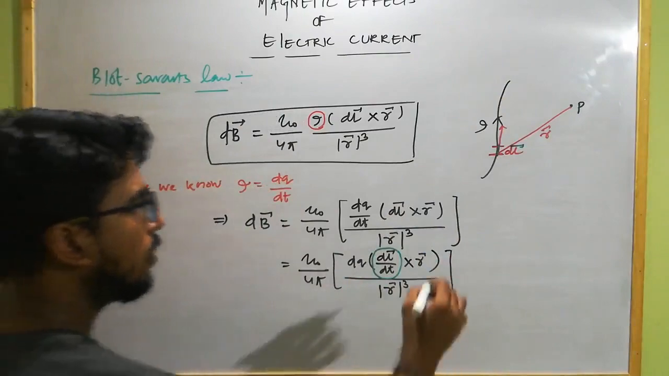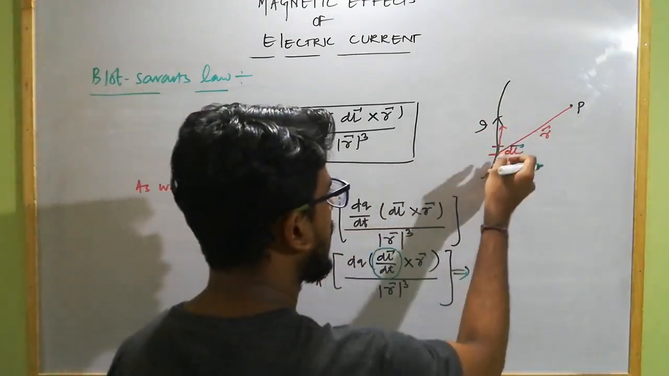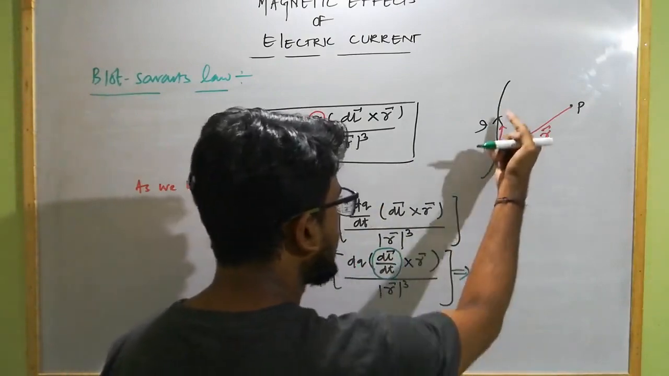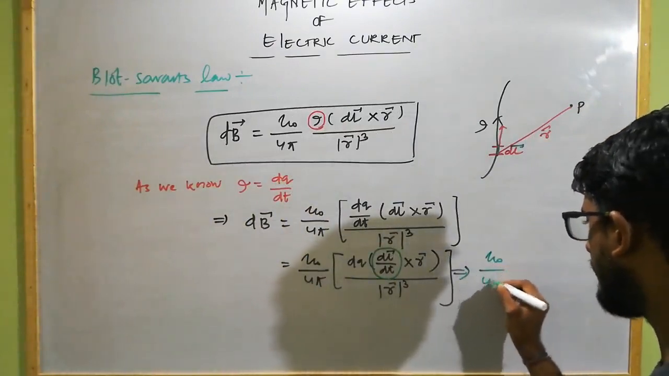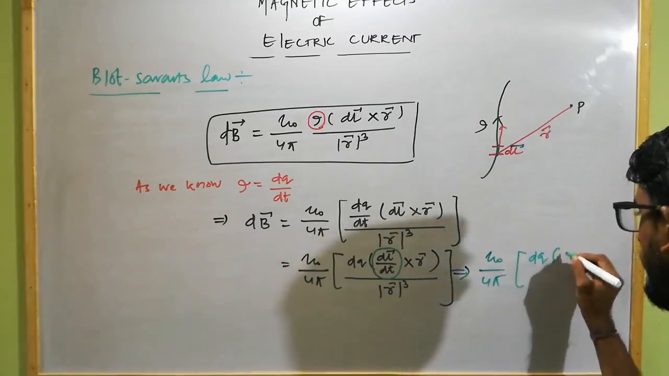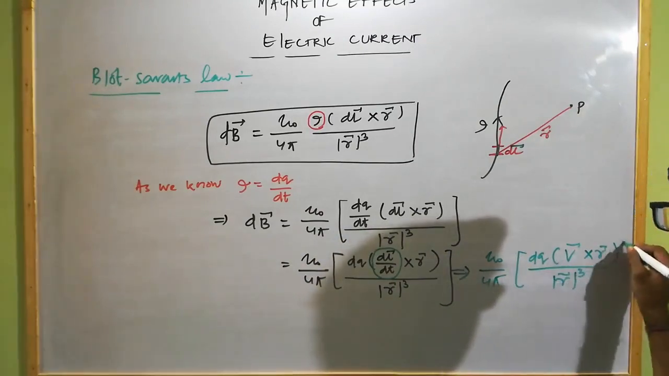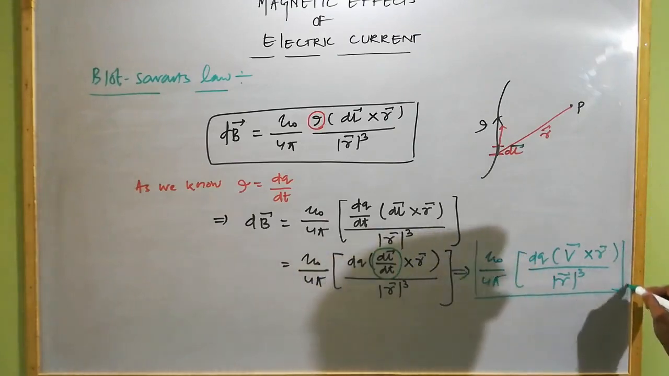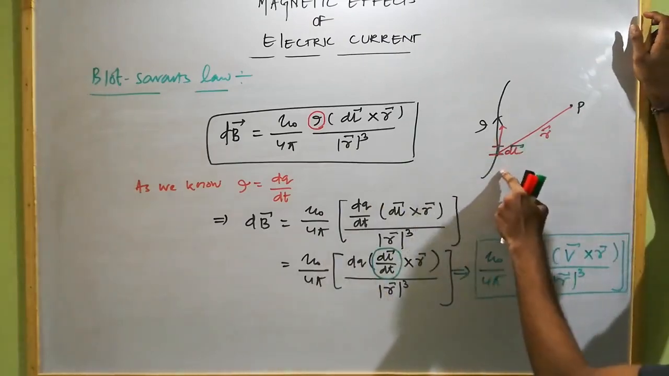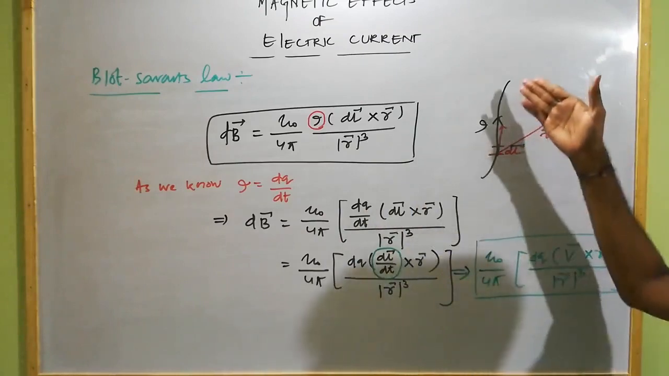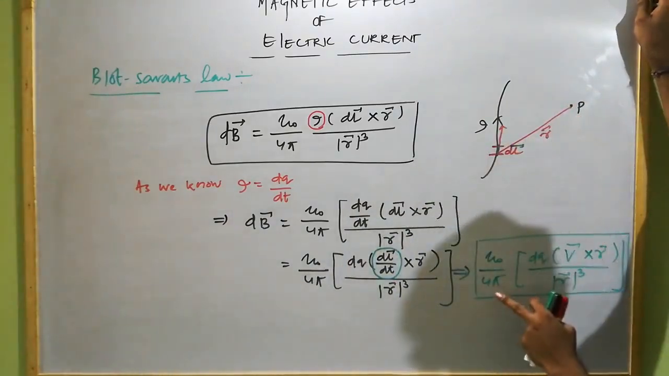And we already know that in a current carrying conductor, the velocity of the charge will be what? The drift velocity. If current is flowing through it, then all the charges are flowing with a certain velocity, which is known as drift velocity. So from this expression, this can be written as mu naught by 4 pi into dq into v cross r divided by r vector mod cube. Clear? This is also an expression for Biot-Savart's law, or for the magnetic field strength at a given point, where in terms of current we have the rate of flow of charge and the speed of the charge. If in a current carrying conductor charges are flowing with a certain speed, then how to calculate the magnetic field strength at that point? We can use this formula.